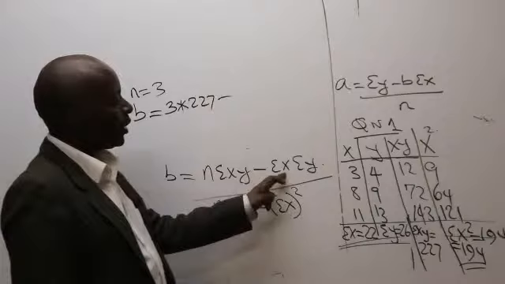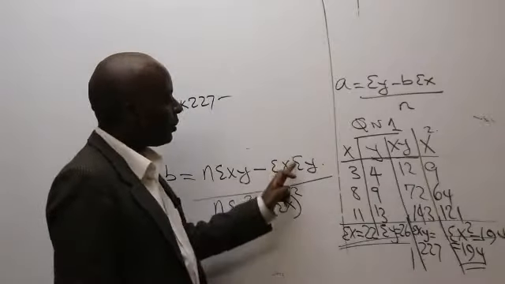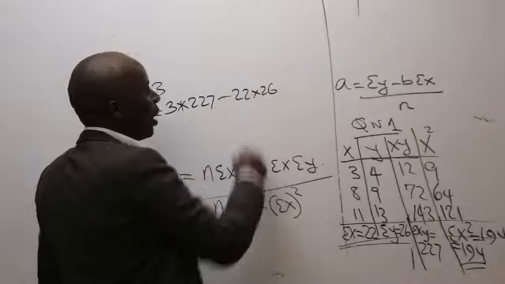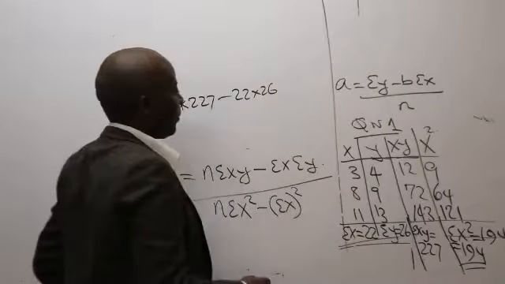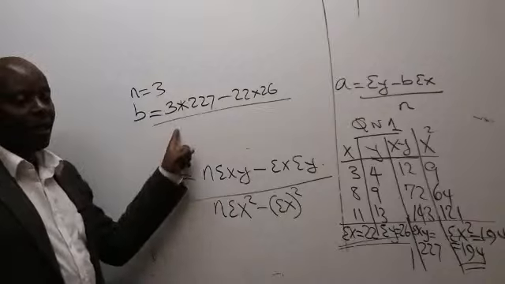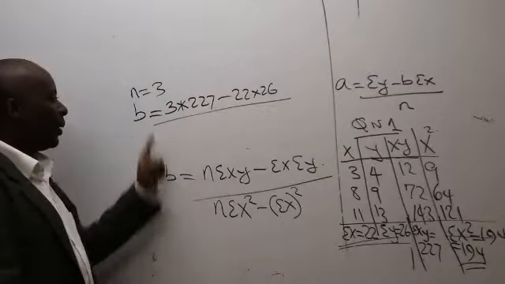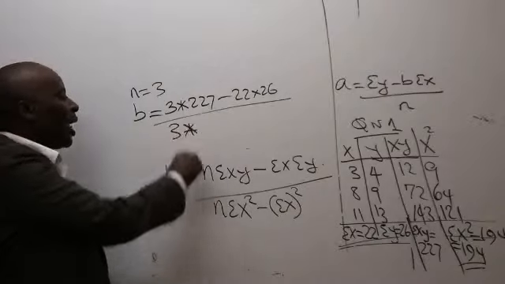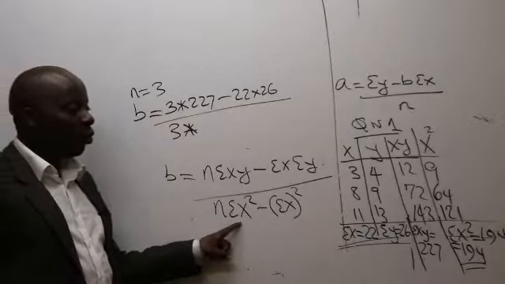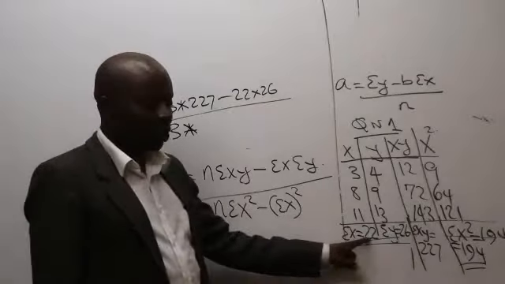Minus, this is quite an easy one, summation of x times summation of y. Sum of x is here, 22 times sum of y, which is 26. All over, slowly here, n, which is 3, times sigma x squared. Here, I've always seen students who get it wrong. Why? Because they'll come and take this 22 squared.